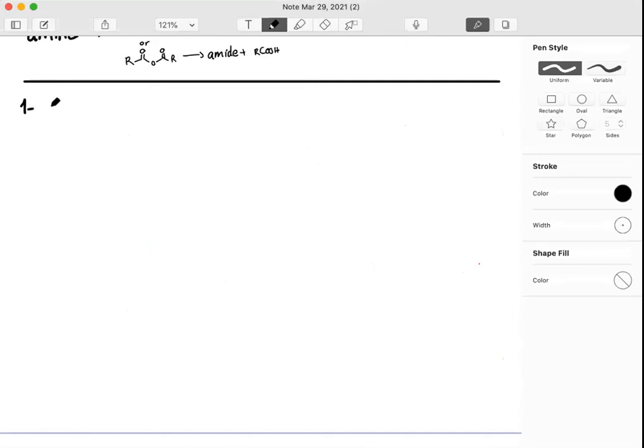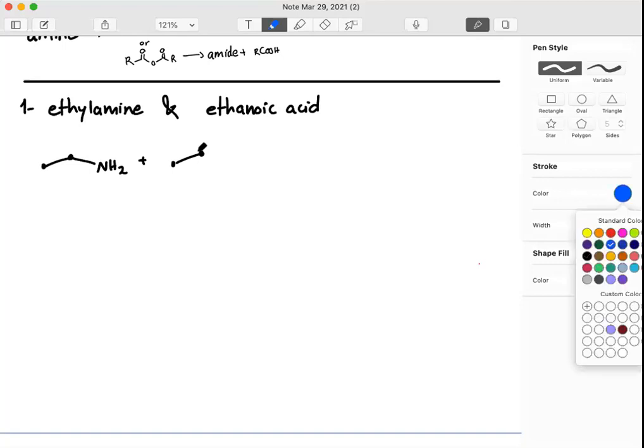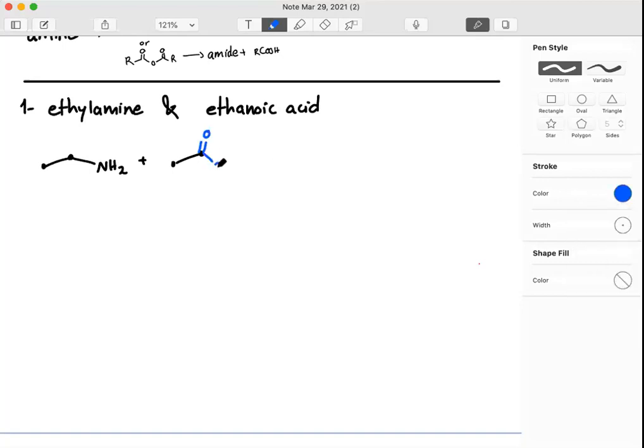So we want to add ethylamine and ethanoic acid. Let's start with a simple one. All right, so ethylamine means that we have 2 carbons and then an amino group. And the ethanoic acid means that we have 2 carbons, but now we just need to be very careful. The second carbon itself has the C double bond O, OH. Okay, here's the difference. So how would we add these?